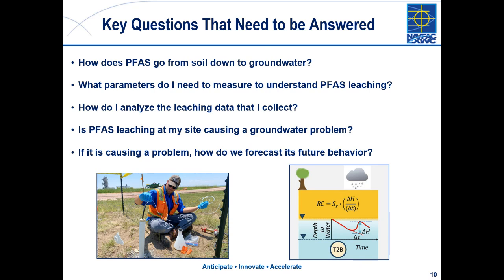What parameters do you need to measure to understand PFAS leaching? What sort of monitoring tools or tests should you be considering? And then once you collect some of this leaching data in whatever form it is, how should you evaluate those data? What does it mean? What do you do with it once you collect it?